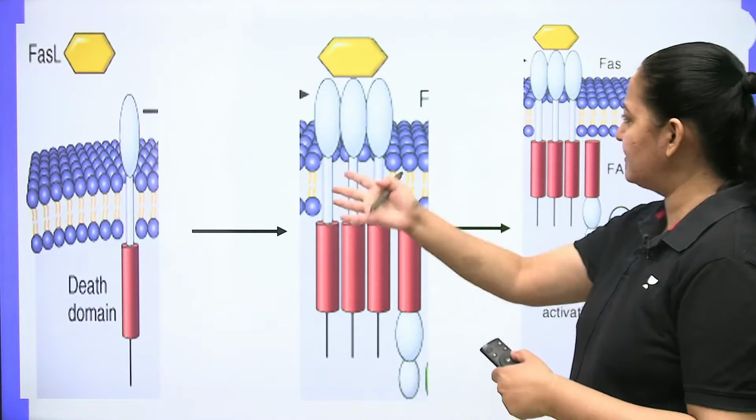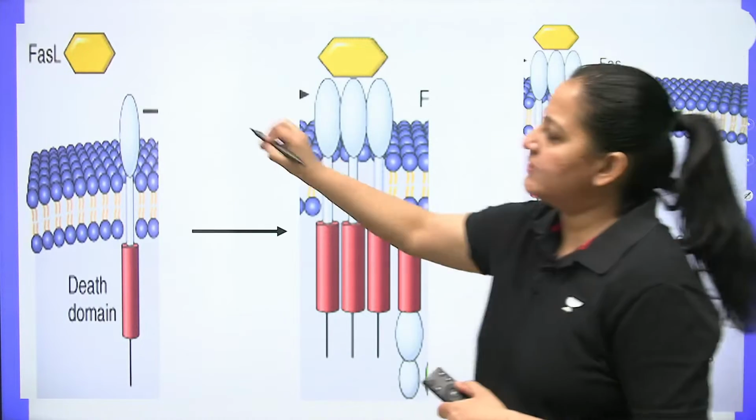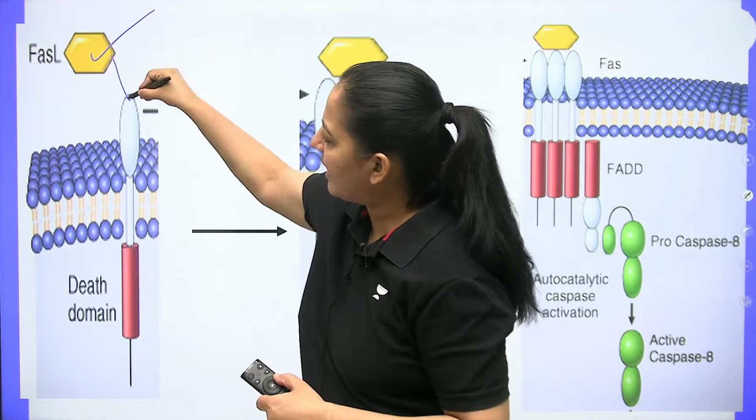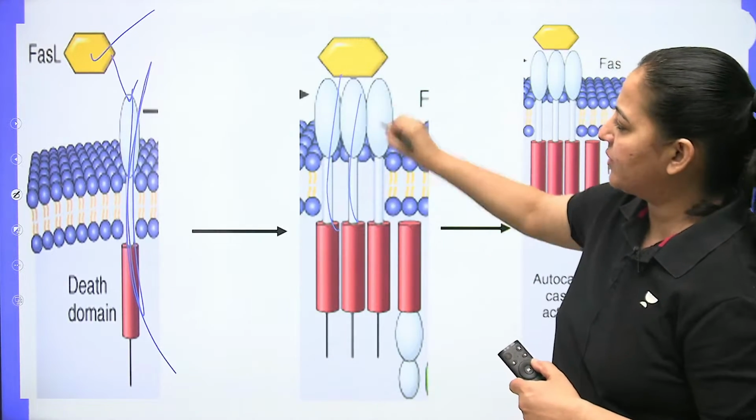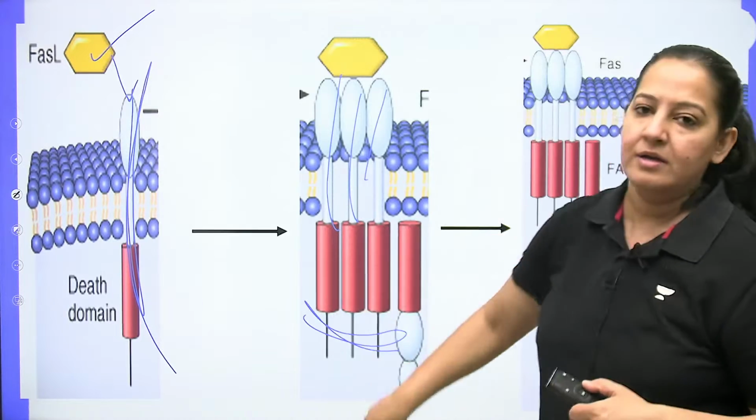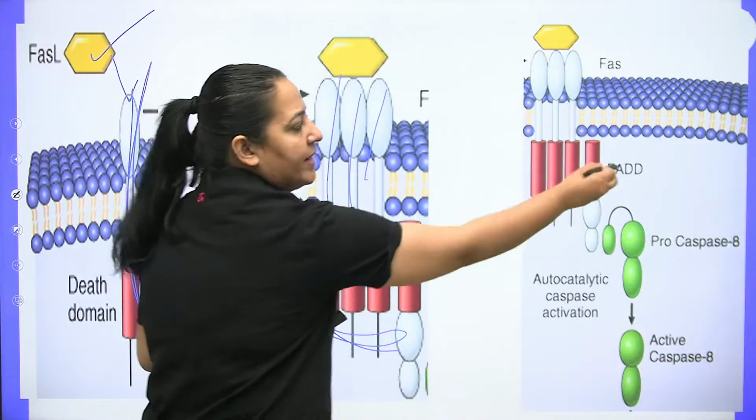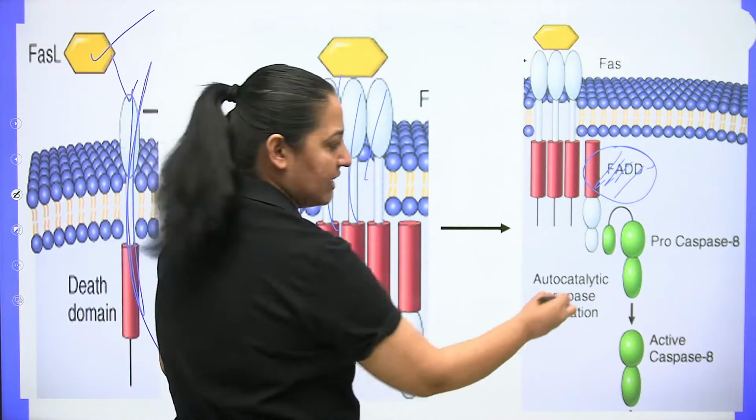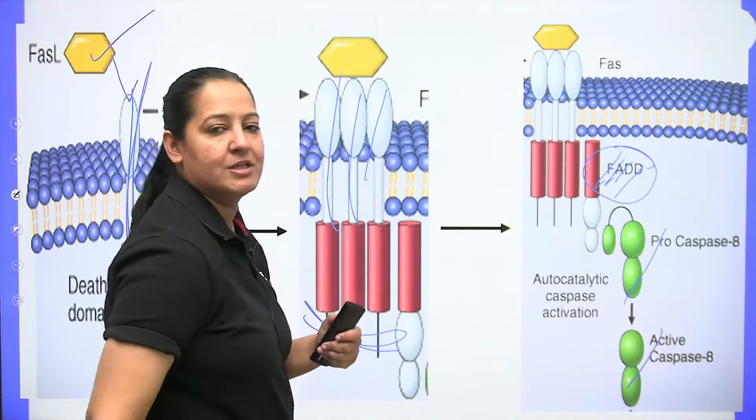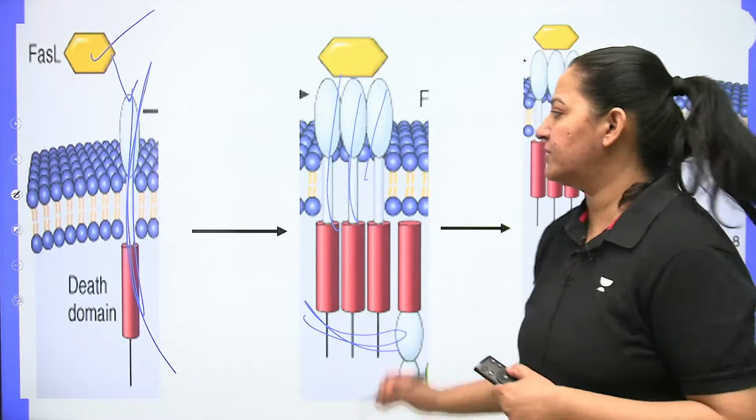So I am leaving. Can you see the same diagram from Robbins? Can you see the FAS ligand coming and binding? This is the death receptor. It is binding. So multiple death receptors are coming together. It is forming a domain. The name of the domain is in front of you. It is FADD, FAS associated death domain, and because of which it is converting procaspase 8 into active caspase 8. Give me a thumbs up. So this is the story.